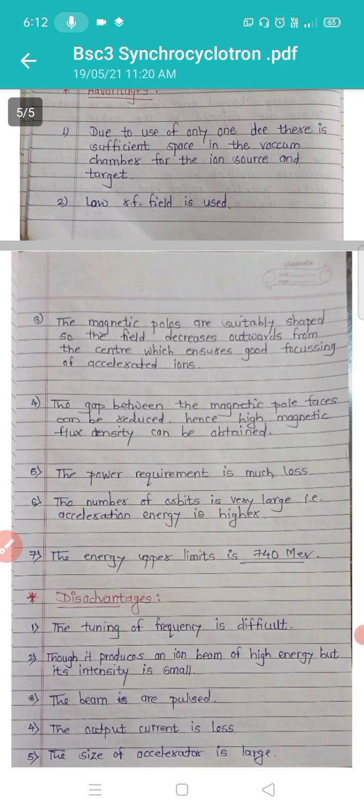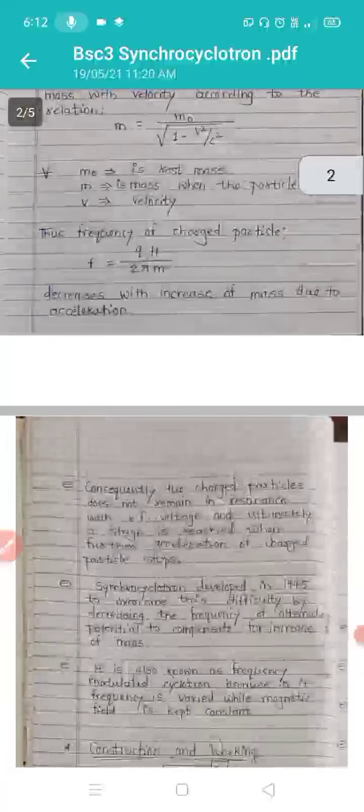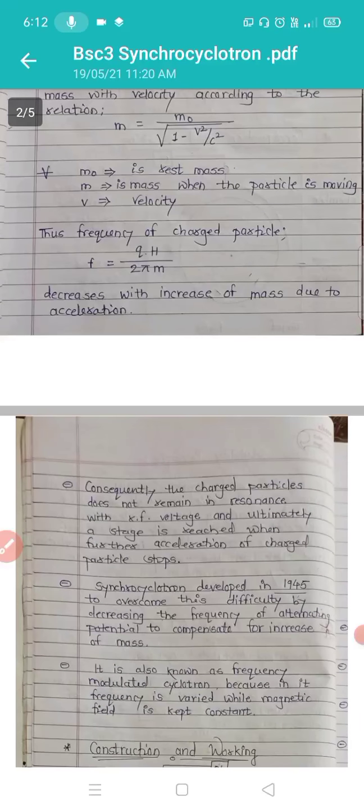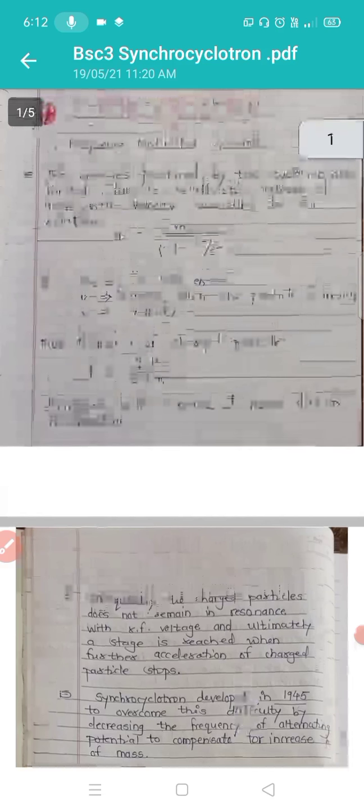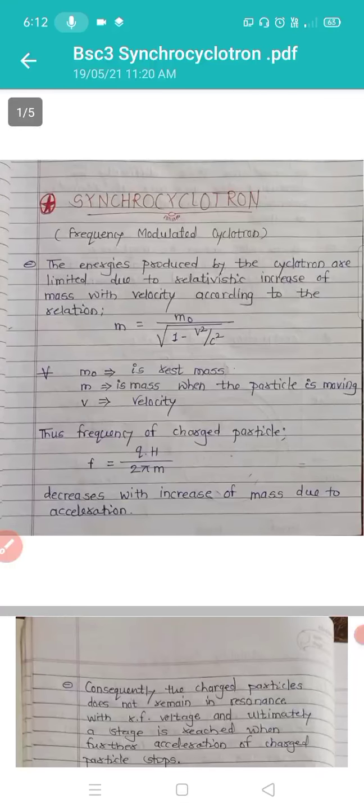In this class we studied another circular accelerator, the synchrocyclotron: why it was developed, then its principle, construction and working, and the advantages and disadvantages of the synchrocyclotron.